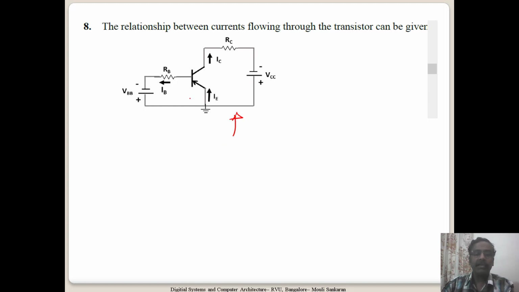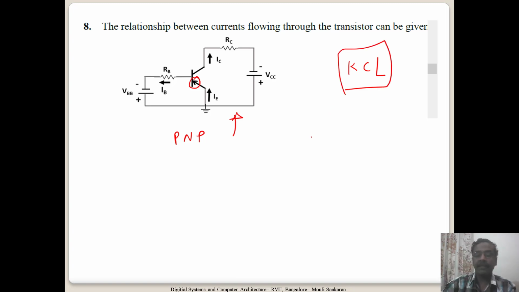Now, this transistor shown here is a PNP type because the current is flowing into this, and the circuit also shows the directions of the current. Now, you need to have awareness about the KCL, which is Kirchhoff's current law. If a point is there and you are having some currents flowing, let me call them I1, I2 and I3.